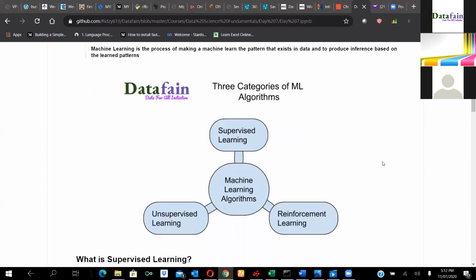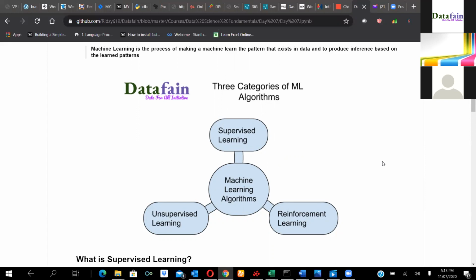It follows patterns. Now, there are 3 very important categories of machine learning algorithms. And I'm sure a lot of us have heard this over time, over and over. We're going to just explain it in more granular terms today. Now, we have what we call supervised machine learning. We have what we call unsupervised machine learning. And we have what we call reinforcement machine learning. Supervised learning, unsupervised learning, reinforcement learning. These are the 3 categories of machine learning algorithms.